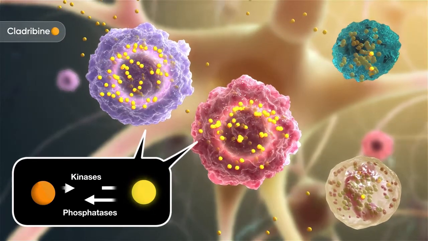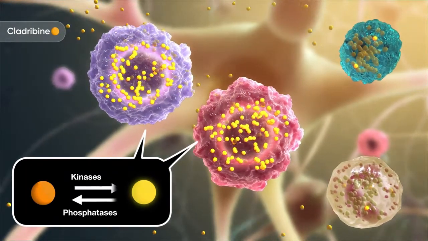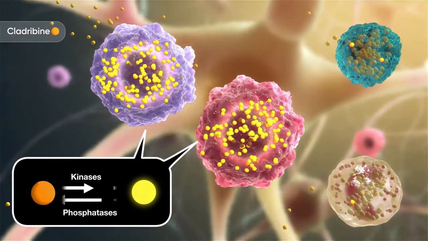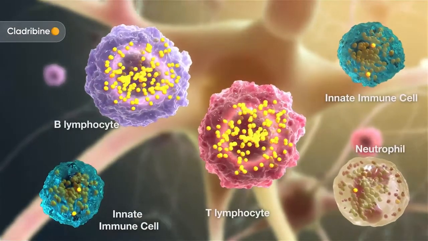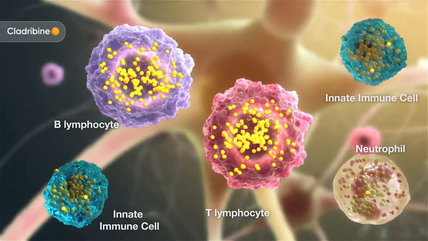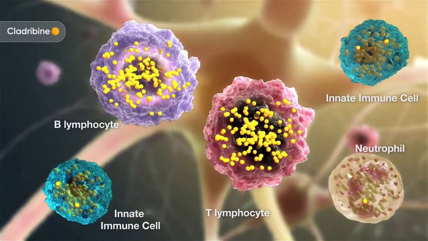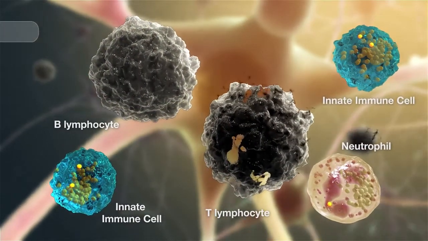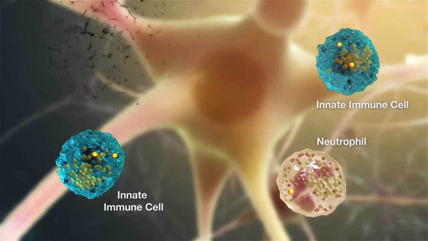B and T lymphocytes have a higher kinase to phosphatase ratio than other cells, such as innate immune cells and cells in other body tissues. This results in activated cladribine preferentially accumulating inside lymphocytes. Activated cladribine is thought to deplete B and T lymphocytes through cytotoxic effects by impairing DNA synthesis.